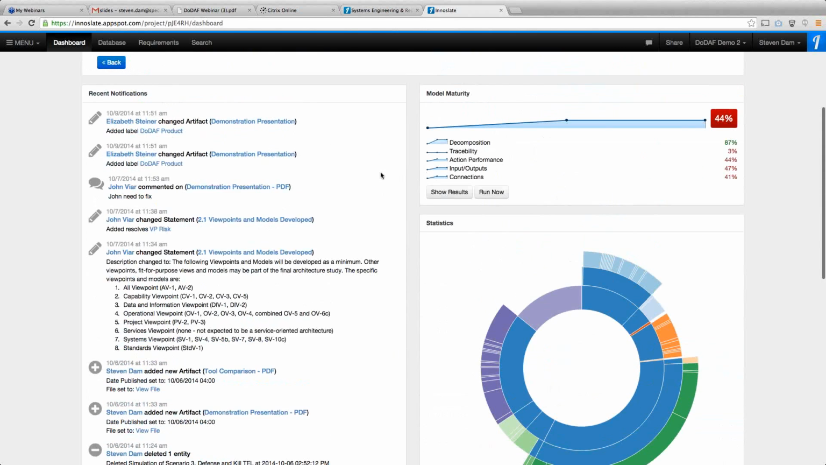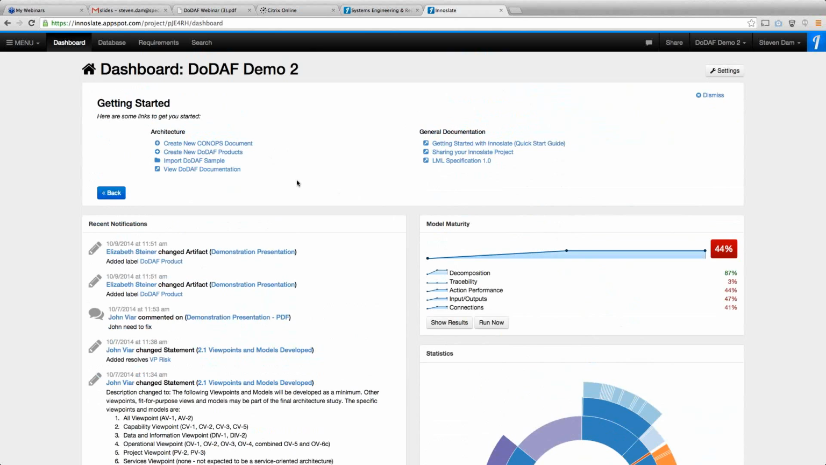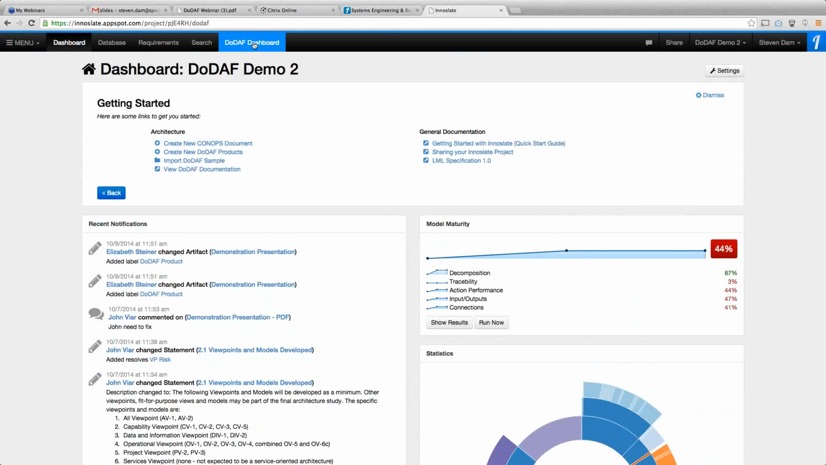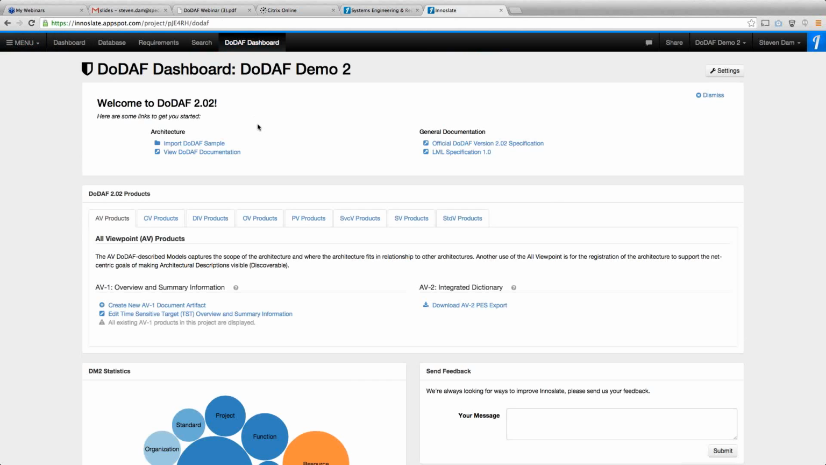So let's say I really do want to start with DoDAF, and I want to create new DoDAF products. This will automatically take me to the DoDAF dashboard, or I have another way to get to it. I have a DoDAF dashboard here, and I can even pin it to the top. So now, from the menu, notice I can go right to the DoDAF dashboard. The DoDAF dashboard has many neat features for you. Again, it notices starting with the architecture information that we saw before. It has the LML specification, so if you want to go to the LML specification, you can see that.